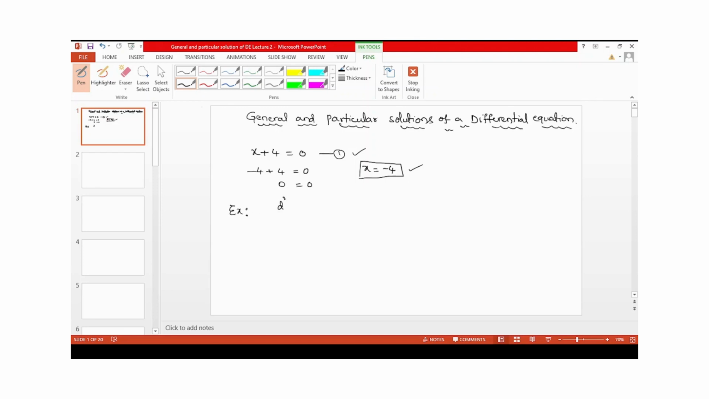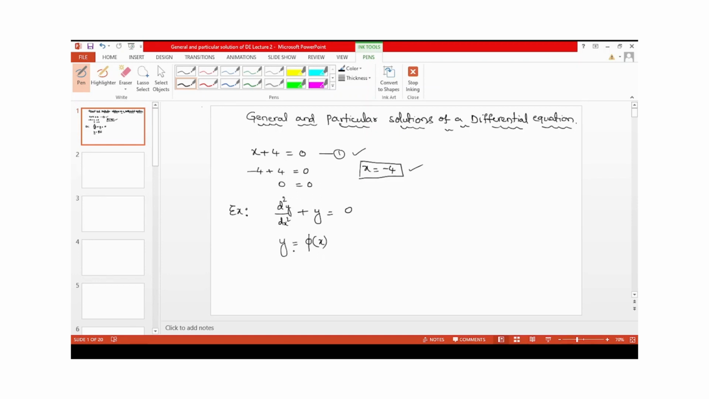Let me write one differential equation: d square y by dx square plus y equal to 0. Now I am considering this differential equation. For whatever y the given differential equation is satisfied, that y is called the solution curve for the given differential equation. Let me repeat once again. Here the x value is a number that satisfies the equation, so it is called the solution of the equation. Whereas y here will be a function of x, so let me write it as a function of x, phi of x.